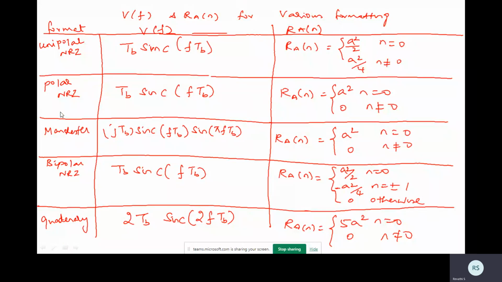This is because in polar format, Manchester format and quaternary format, RA of n has a finite value only for n equal to 0, and 0 otherwise. So in these three formats, it is more than enough to concentrate on n equal to 0. So the derivation is easy. Let us complete in this order, then we will go to the other two.